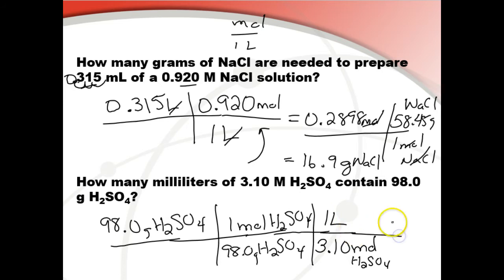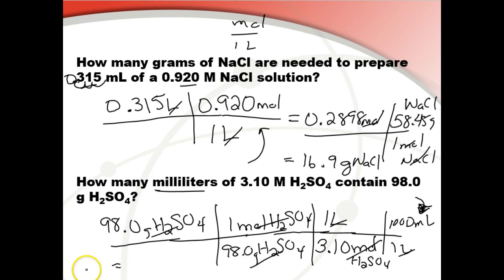And now we're in volume, right? And we also know that there's 1,000 milliliters in 1 liter, and I'll put our answer over here. So liters cancels, moles of H2SO4 cancel, mass of H2SO4 cancels, and we're left with our volume in milliliters. So that's important, that we make sure we match our units there. So let's do this calculation real quick.